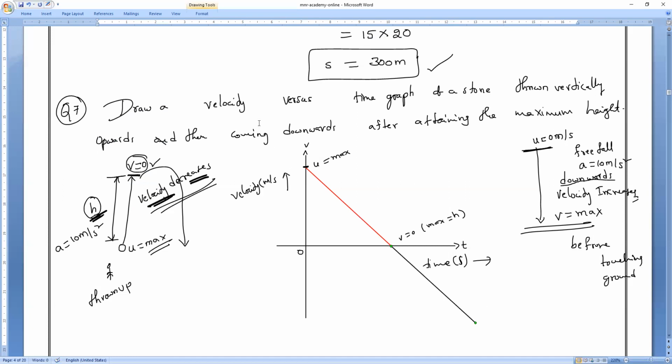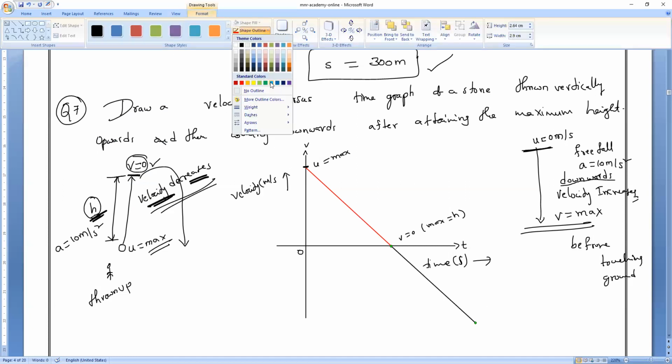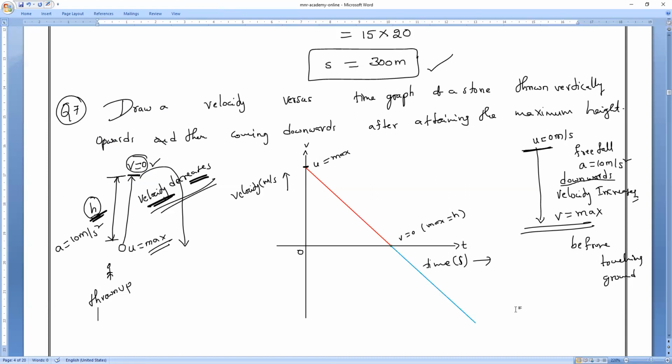Clear, everybody? So when it is going down, is velocity increasing or decreasing? Going up, velocity is decreasing. Going down, velocity is increasing. So at this point, what is the velocity? At this point, 0 velocity. So coming down, it starts from 0.